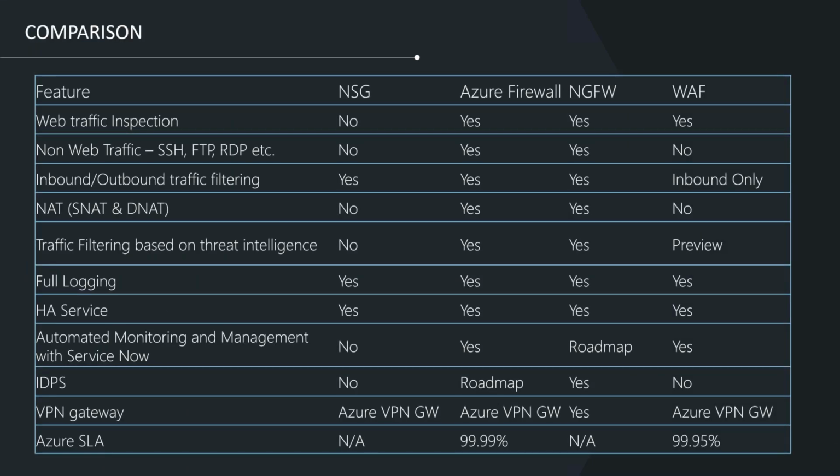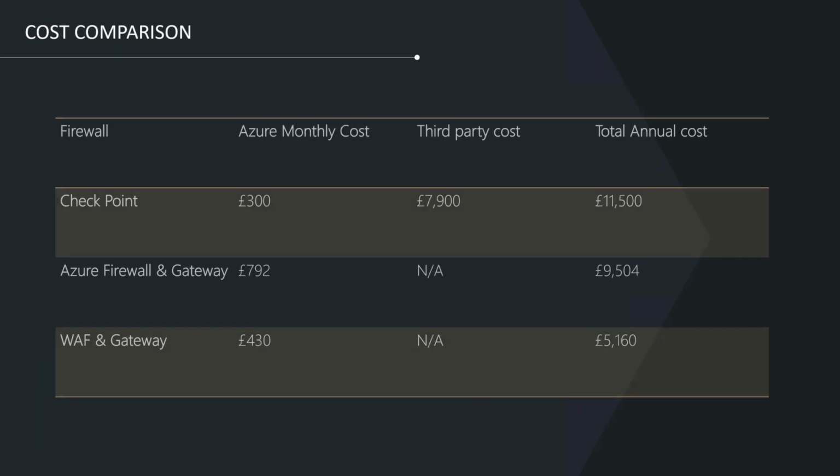So just to give you a little bit of comparison. Obviously, NSGs are pretty basic. There's no kind of inspection capabilities or anything like that. Azure Firewall pretty much covers everything across the board. Deep packet inspection is coming on the roadmap. So it does do threat detection as well. Right now, deeper inspection is on the way. Next-gen firewalls do pretty much everything across the board, except for monitoring and management is kind of on the roadmap for that side of things. It's pretty much the same with web applications as well, even though they're designed for your particular web applications.